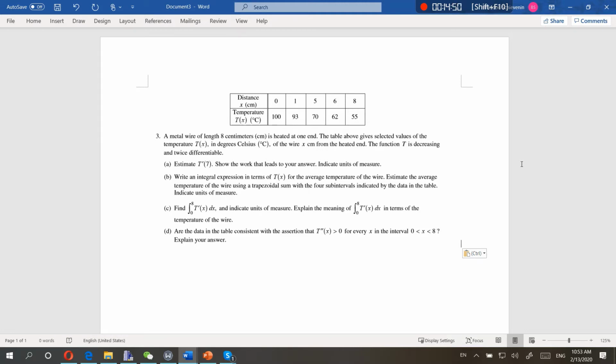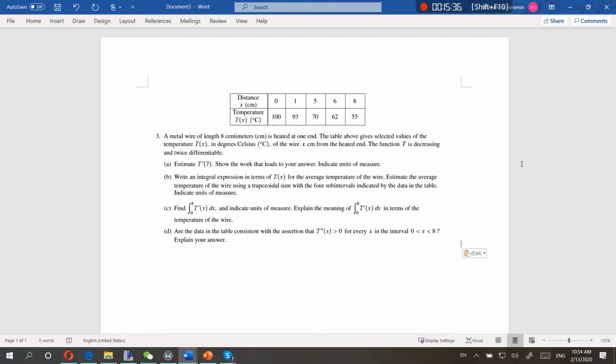How can we find T prime prime? We can't find T prime prime directly, but we can get some information about our slopes, and that could tell us whether or not the slopes are constantly decreasing. So, how could I get information about the slopes? Set the prime equal to 0. Okay, so the problem is we don't have a function, so I can't just set the function equal to 0.